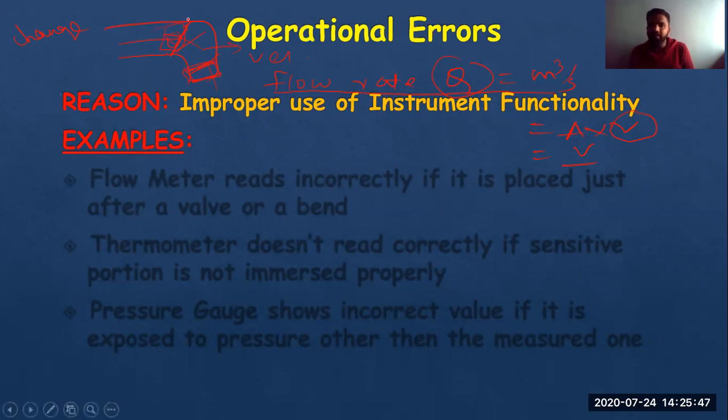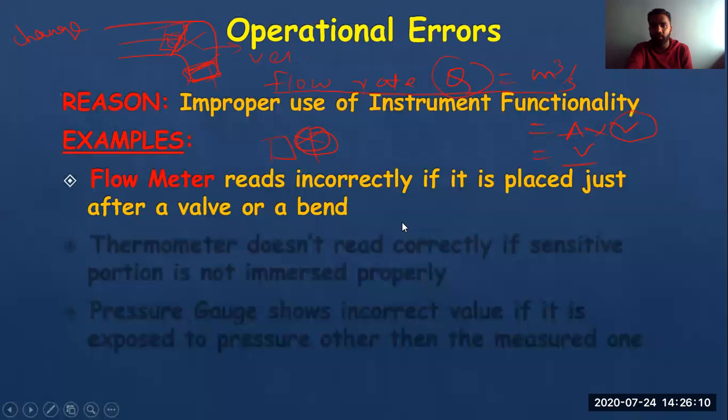If I am placing it just near a valve, which needs to be opened, what will happen? There will be abrupt change in velocity. If I am closing, it will decrease. If I am opening, it will increase. Such kind of error is called operational error, with the flow meter. Second, suppose you are using a thermometer.